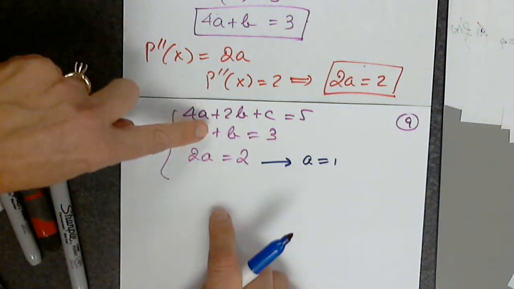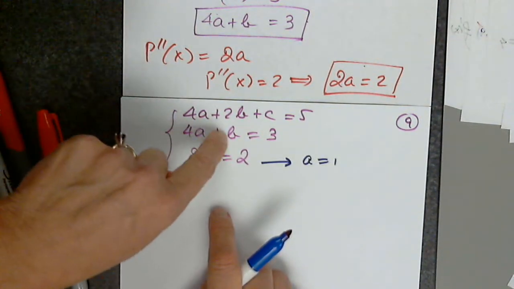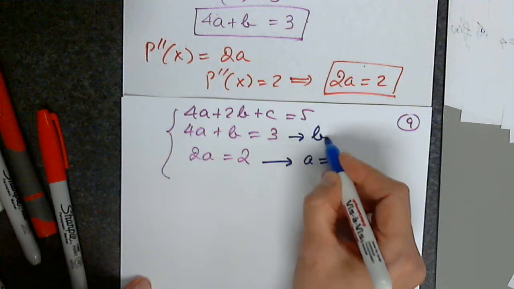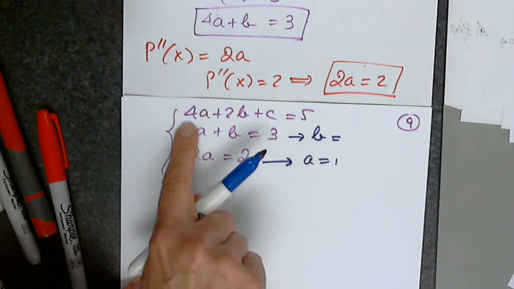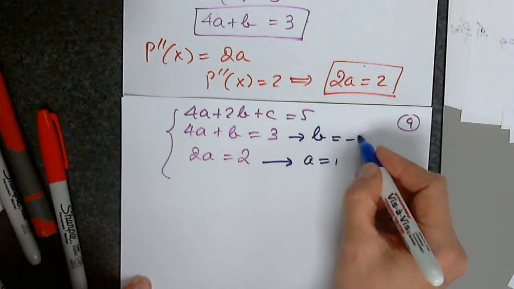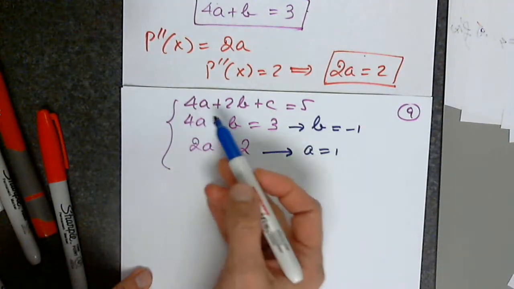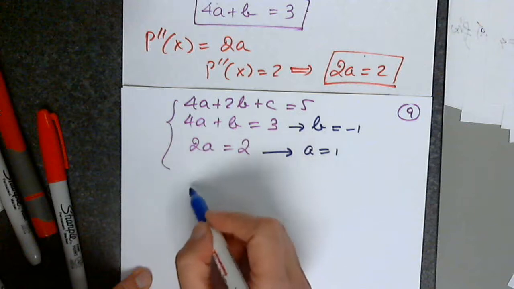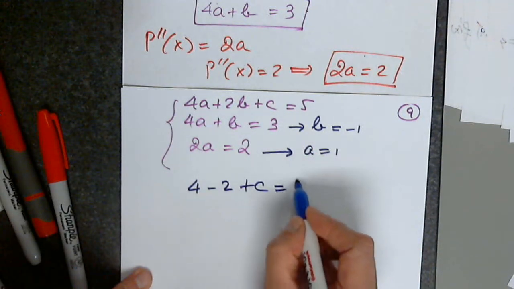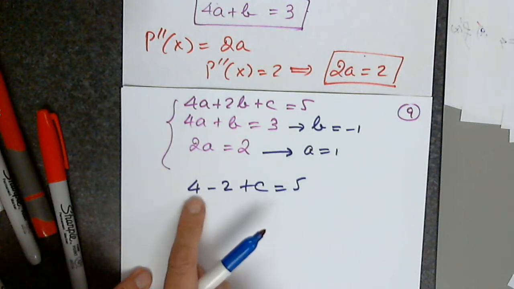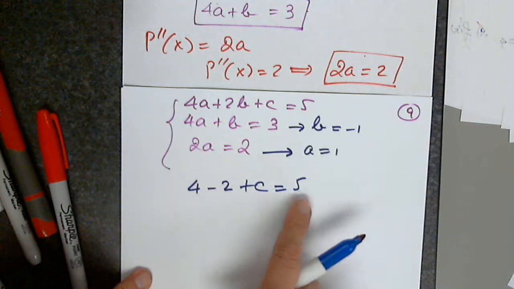Good. And now if a is 1, 4 plus b equals 3. How much is b? 4 plus b equals 3. Very good, negative 1. And now I plug them in the first one. A is 1, so 4. B is negative 1, minus 2, plus c equals 5. So this is 2. 2 plus what is 5?